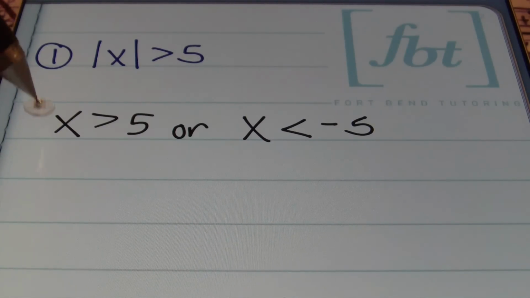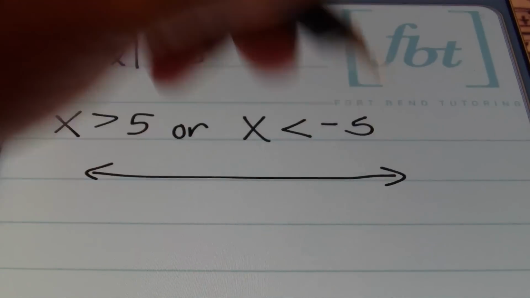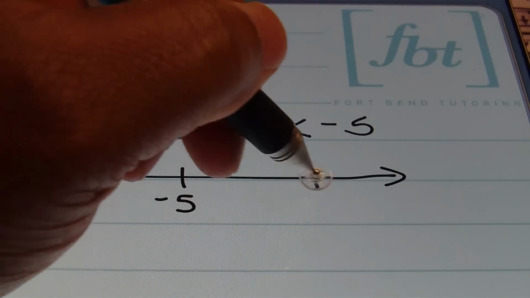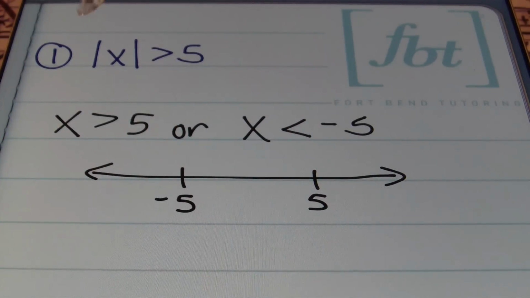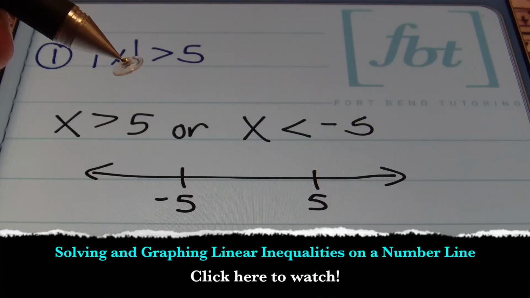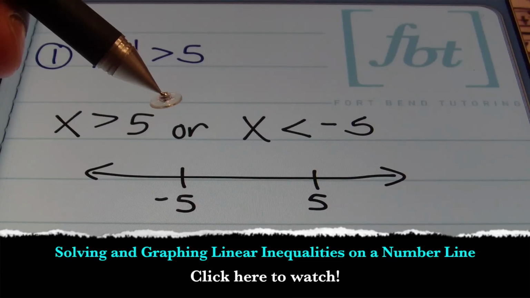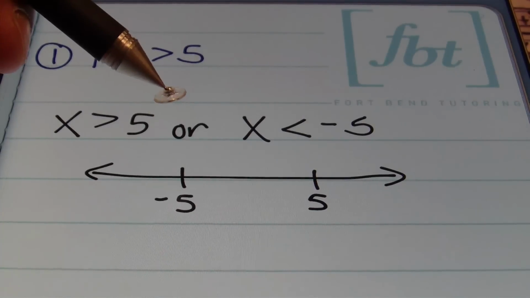Now you can write your answer just like that. However, some teachers and textbooks will have you graph your solution. All right, so let's see what that looks like on a number line. We'll start out with our number line here. I'll need to represent two values, those values being negative 5 and positive 5. Now if you've seen our previous video on graphing inequalities, you would know that parentheses is one way to represent it, but some of you will be using open circles.